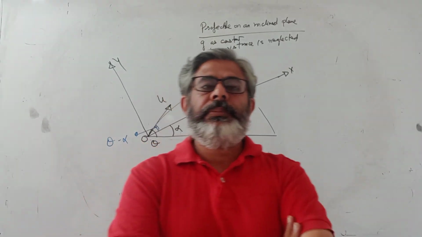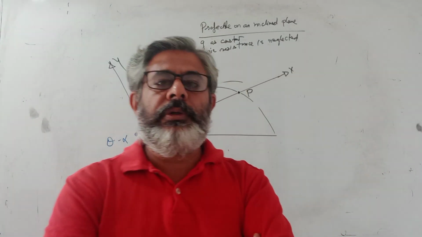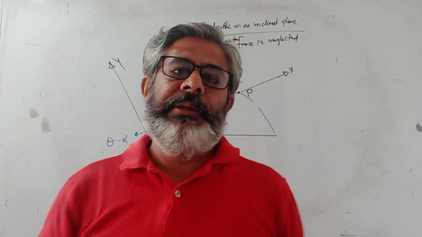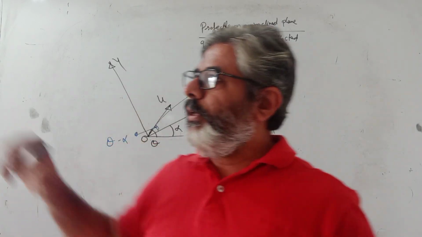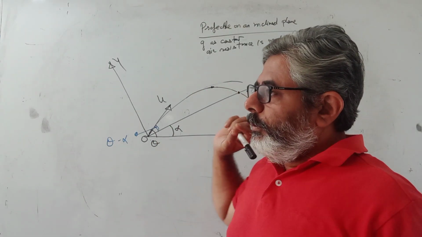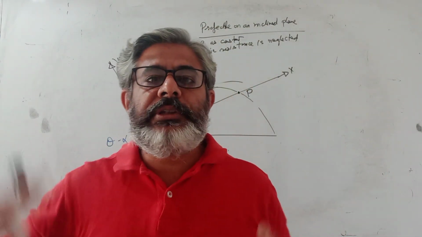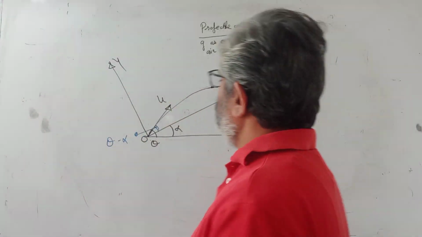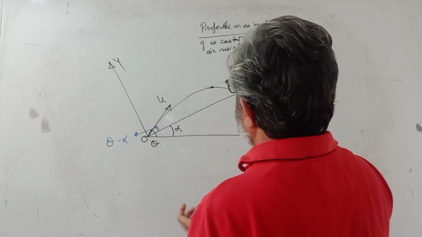So dear students, this important video is related to projectile on an inclined plane. If for example there is a hill and there is a pair of friends who are standing on this hill and I throw this ball towards my friend, he catches it. So this figure shows it somewhat like this.